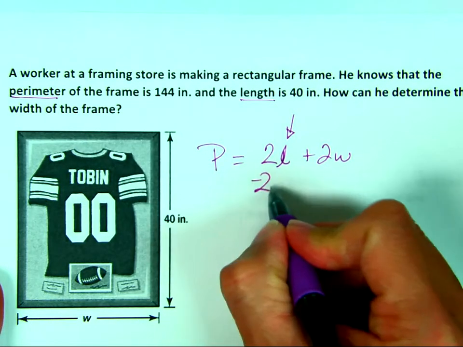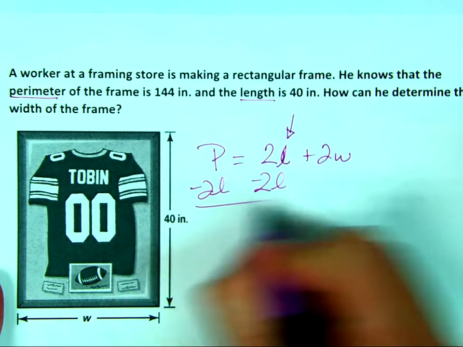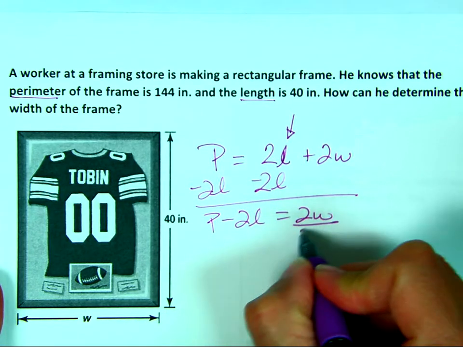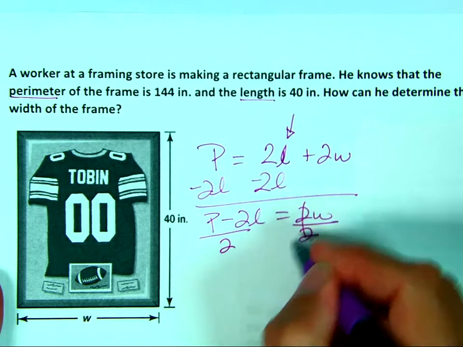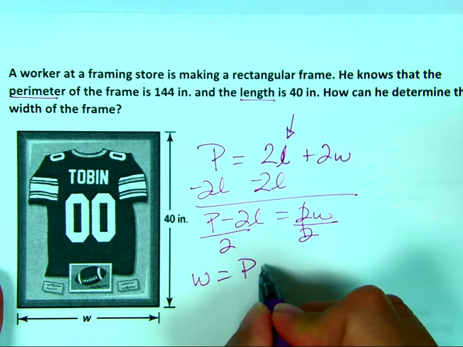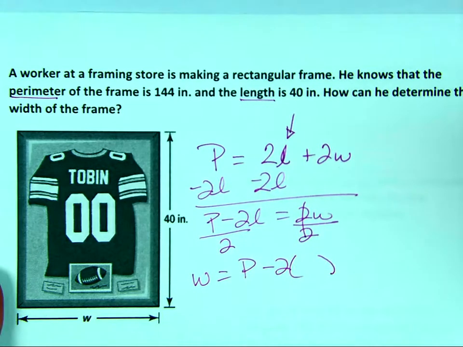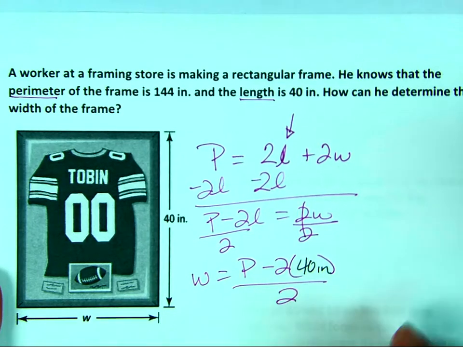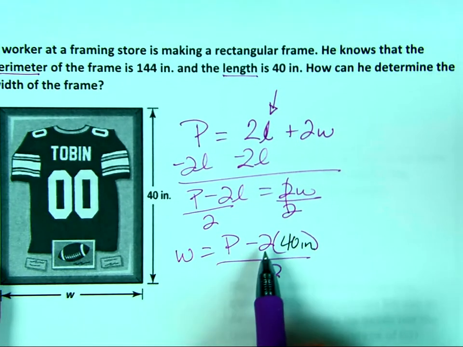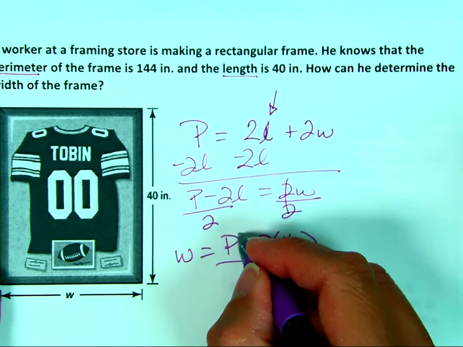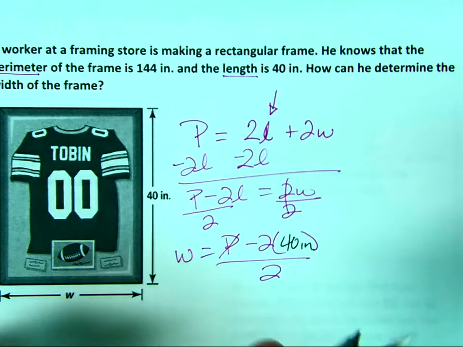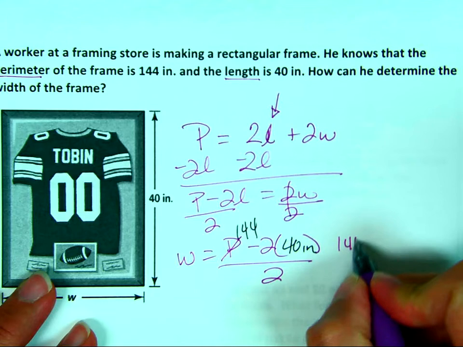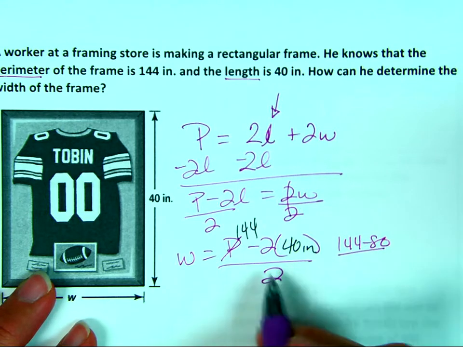So I'm going to subtract 2L from both sides. So P minus 2 lengths equals 2W, and then I'm going to divide by 2. So now I know that W is going to equal perimeter minus 2 lengths, and I know what the length is because they told me. That's 40 inches, over 2. So the perimeter was 144. I can put that in, 2 times 40. So now let's do our math. 144 minus 80, right, divided by 2, because that's 80.